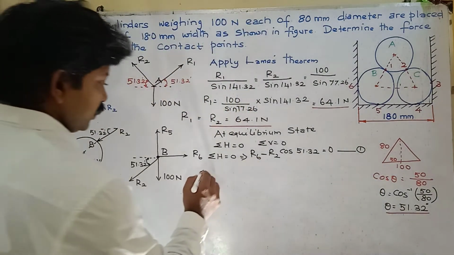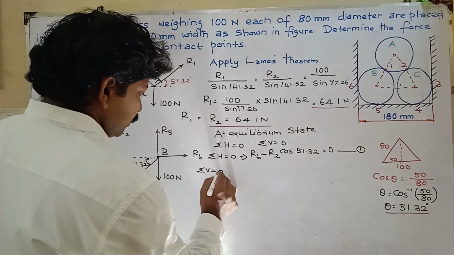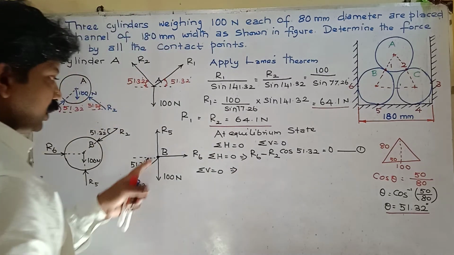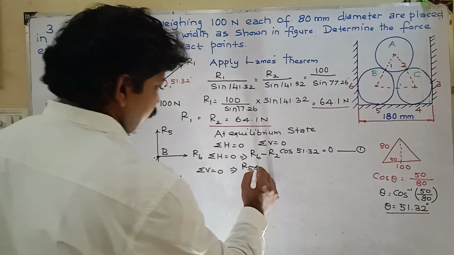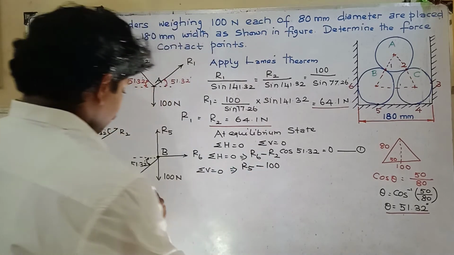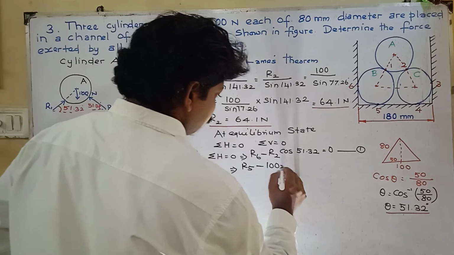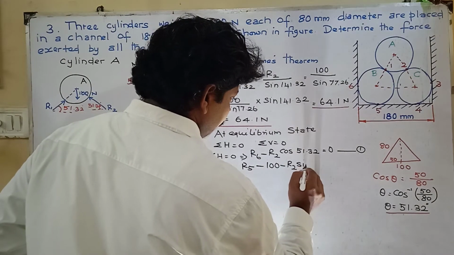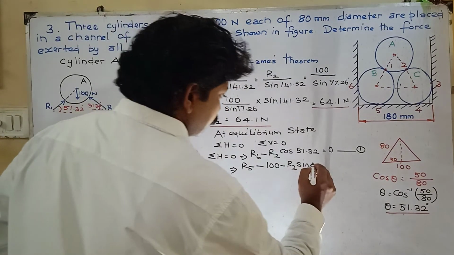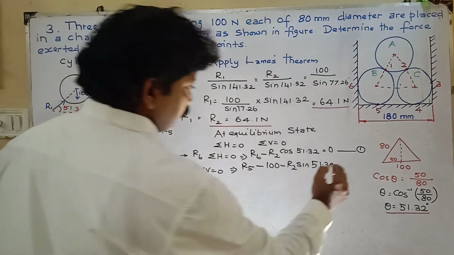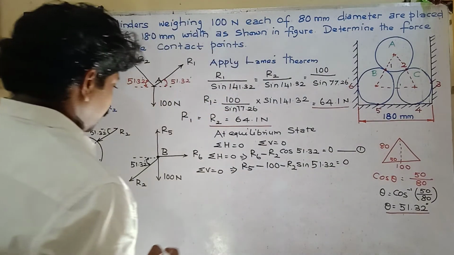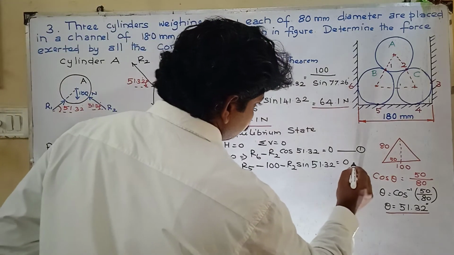And sigma V equal to 0. Apply the condition sigma V equal to 0. R5 positive, minus 100, minus R2 sin 51.32, equal to 0. Take this as equation 2.